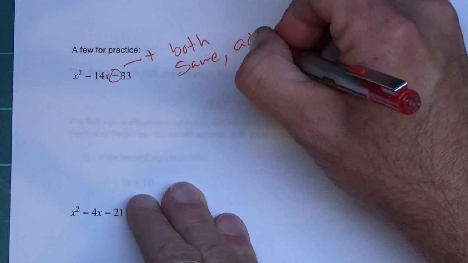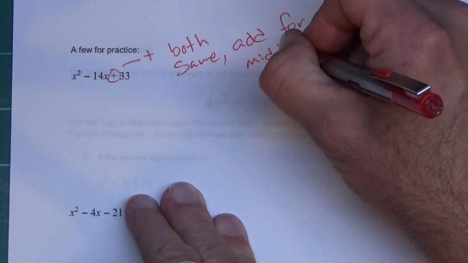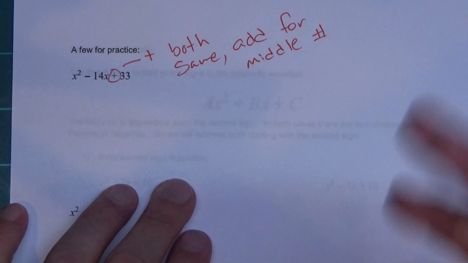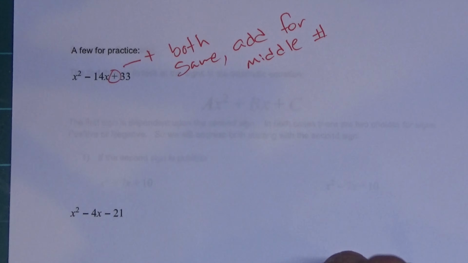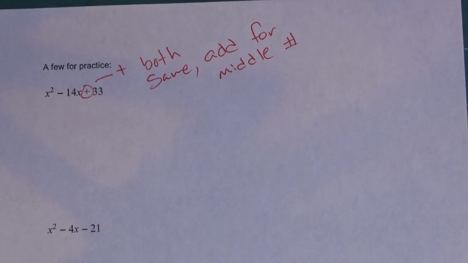And I'm going to add for the middle number. So both signs are going to be the same. I'm going to add for the middle number. Okay? And I can see something's bleeding through. I got enough light in here that things will bleed through if I'm not careful. So let me set that aside.